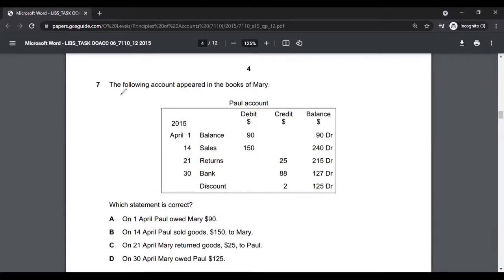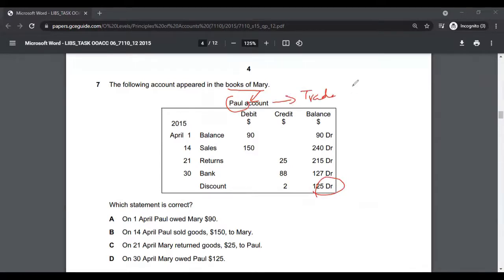Multiple choice 7. The following account appeared in the books of Mary. So in the books of Mary, there is this guy called Paul. Paul's account has a debit balance. So Paul is basically a trade receivable. In other words, Mary has to receive money from Paul, or in other words, Paul has to pay Mary.